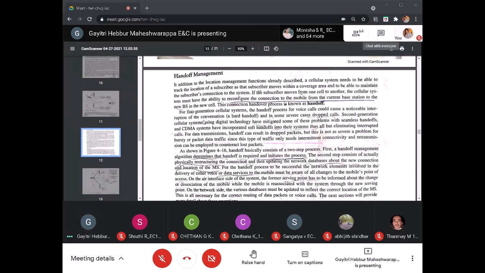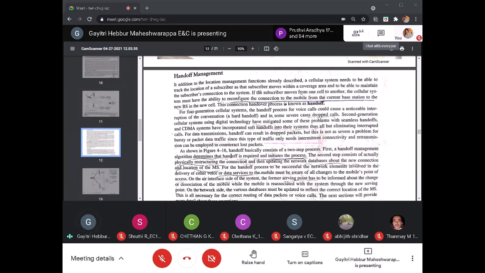That means without any noticeable interruption, the call can stay connected even when it is moving from one cell to another cell, even in a voice call. Without having any call drops, we can connect it. So that is called soft handoff.